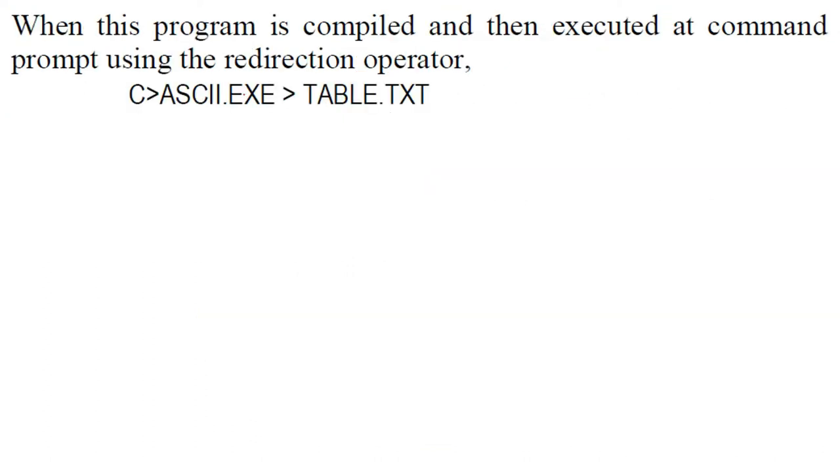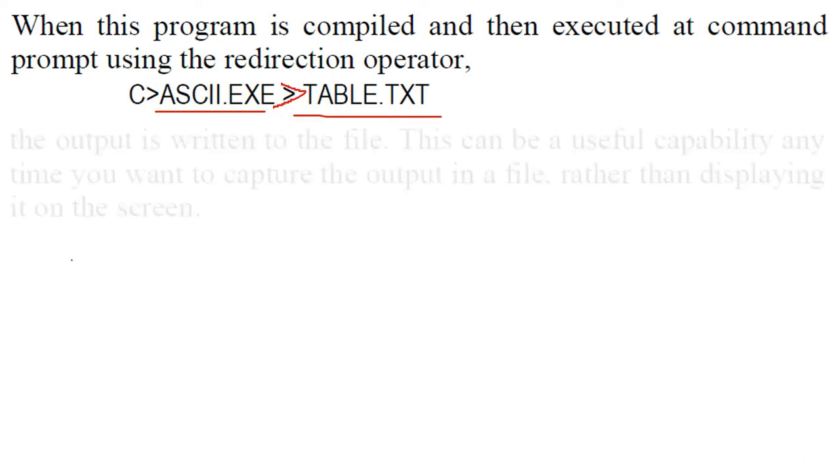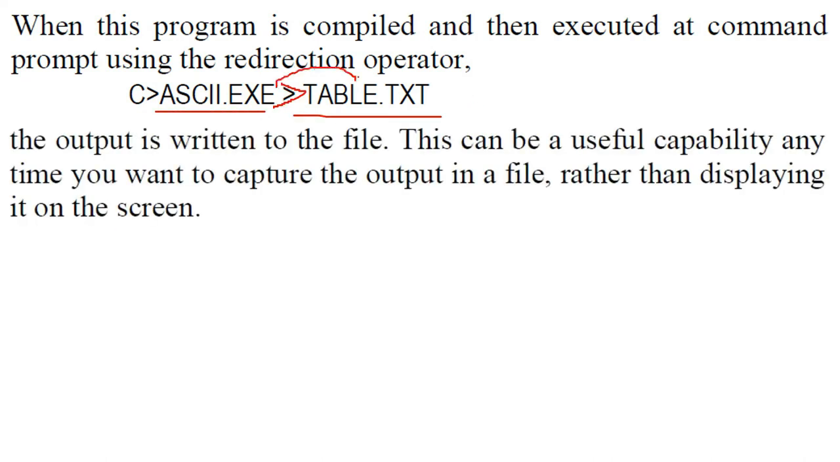So when we compile this program and execute it, we run it using the redirection operator. This is ASCII.exe. Now we're using this redirection operator, and we have table.txt. So the output is written to this file, and you can just capture the output in a file rather than just displaying it on the screen.